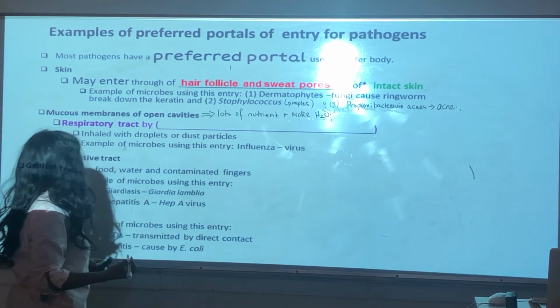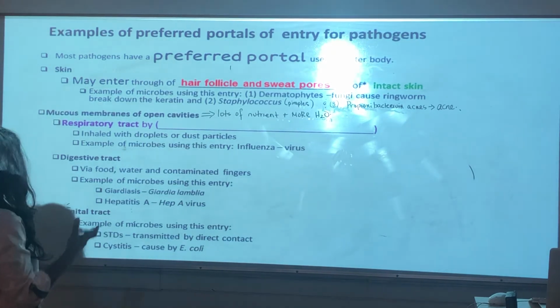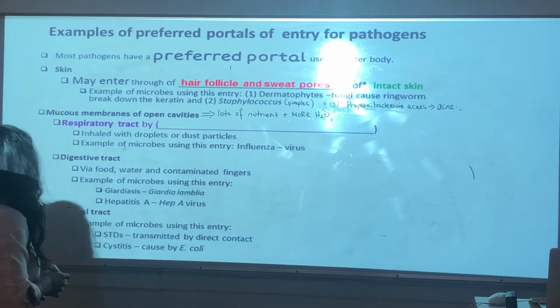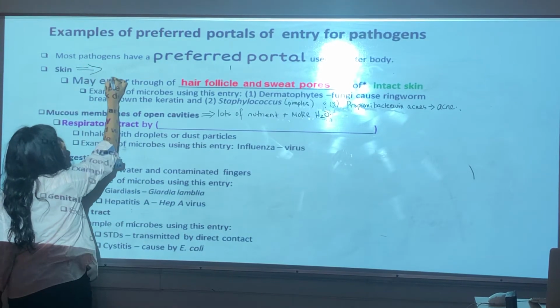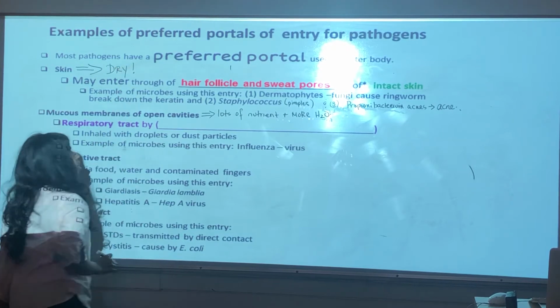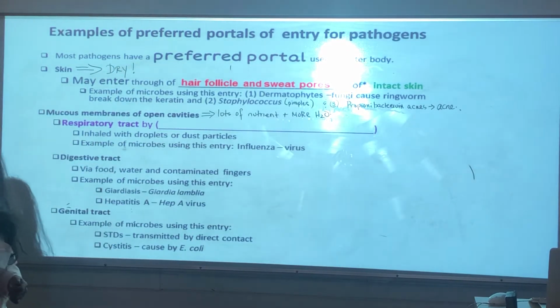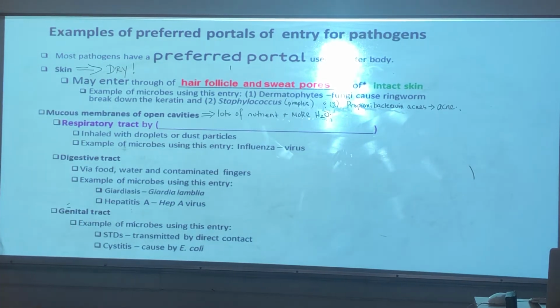It's better for them to enter that way. Most diseases that we know about are going to be due to organisms that enter through the mucous membrane. Remember that our skin is the opposite. It's not as moist, it is dry, all right? So most areas of the skin are very dry, and organisms do not survive as well in these dry conditions.